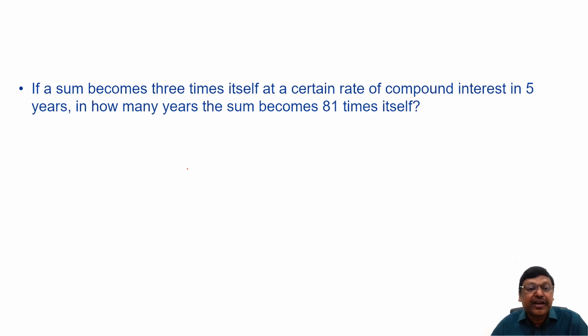This we already discussed in the introduction. If a sum becomes 3 times itself at a certain rate of compound interest in 5 years, so it becomes 3 times in 5 years. Now I am asking 81 times. 81 times is nothing but 3 power 4 times. As I said already, 4 into 5, 20 years.